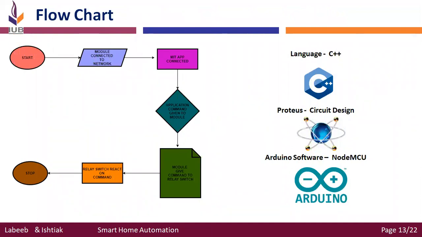So this is the flowchart that we have made for our project. At start, we should connect our module to the Wi-Fi network. After that, we should connect our module with the MIT app. Then with the MIT app, we will give commands to our module, and the module will give commands to the relay switch, and the relay switch will decide whether our load will turn on or off, and then finally everything will stop. Here we use C++ programming, and the designs that we have made for our proposed system circuit in Proteus. And we have made our programming in Arduino IDE software for the NodeMCU.